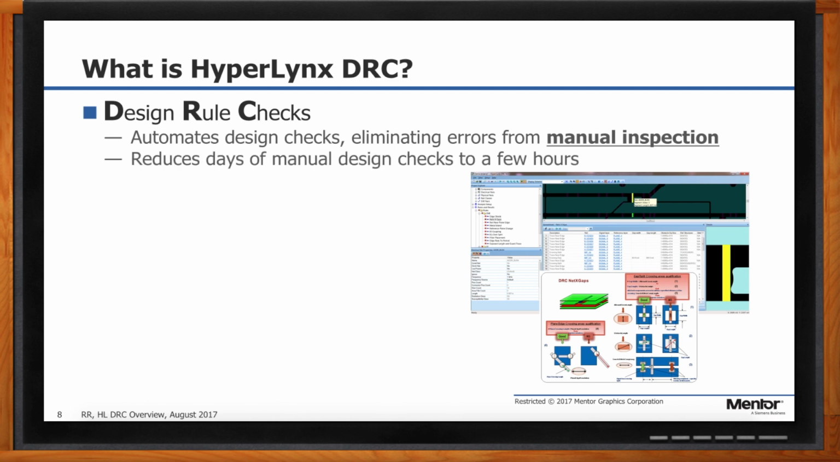The layout designer would have to go layer by layer, net by net, checking for signal integrity issues, power integrity issues, electromagnetic interference issues. So what Hyperlynx DRC does, by doing this automatically, is reduce that cycle time, the verifying time, to minutes and hours.